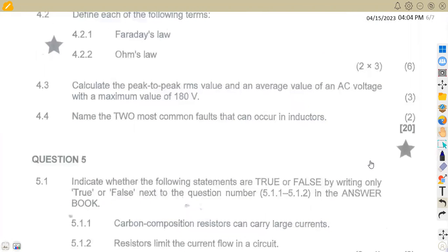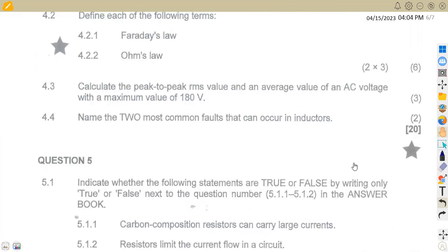Then on 4.3, name 2 most common faults that can occur in inductors. Okay, so for inductors, it's actually about the open circuit and short circuit, and also the issue of overheating. So you can have open circuit and short circuit there.